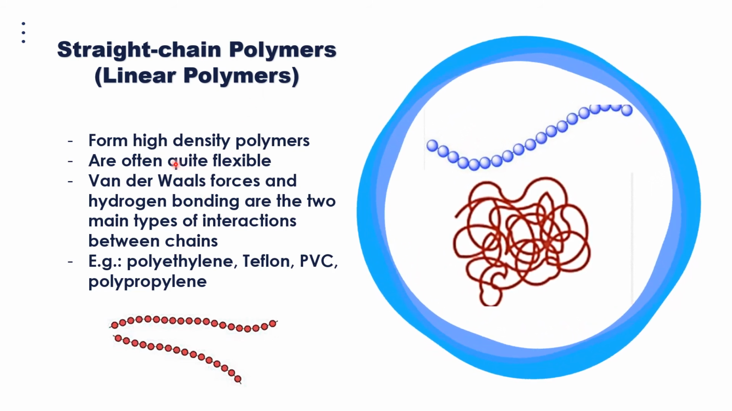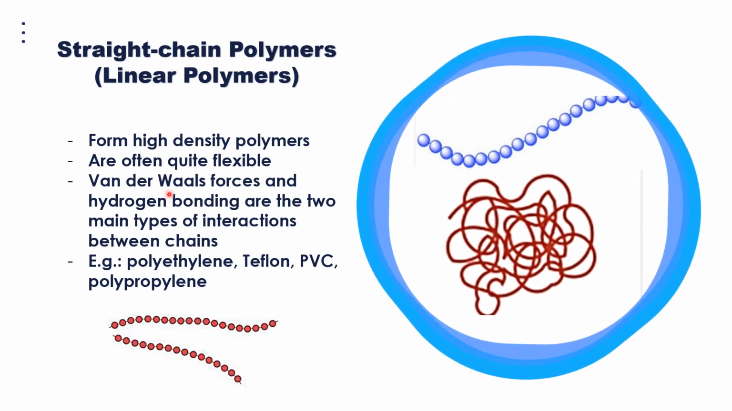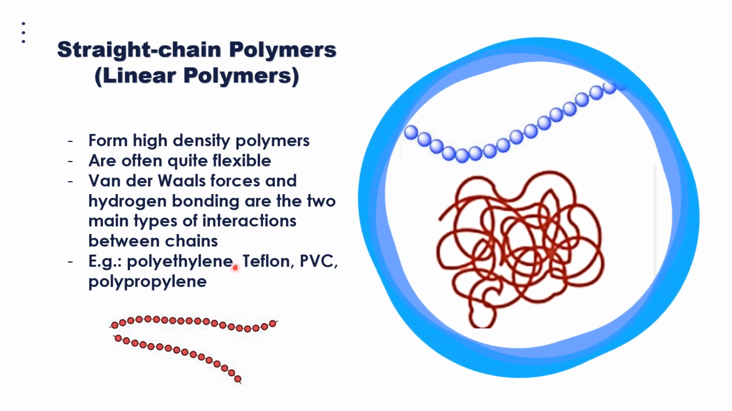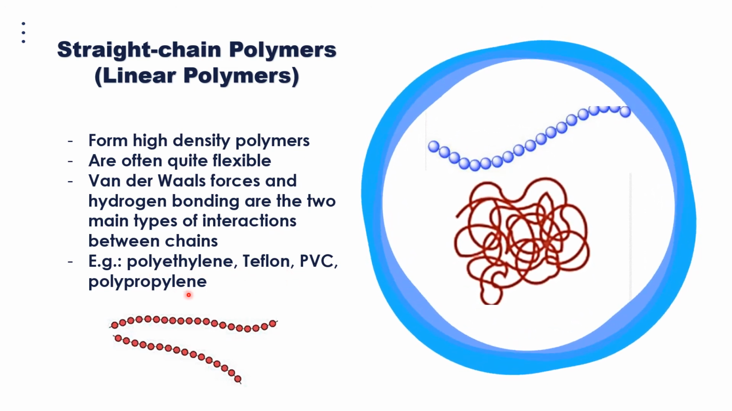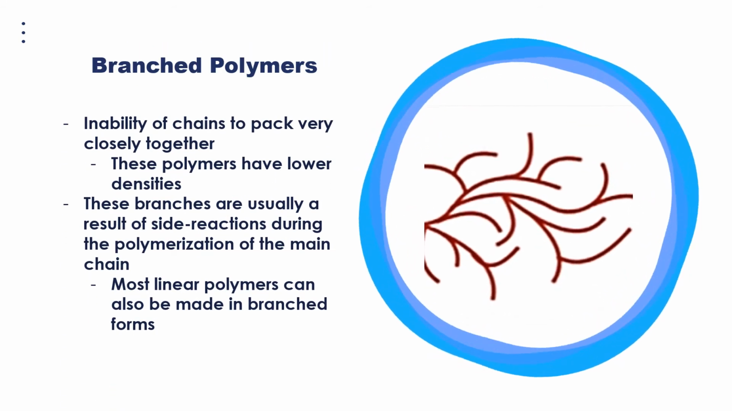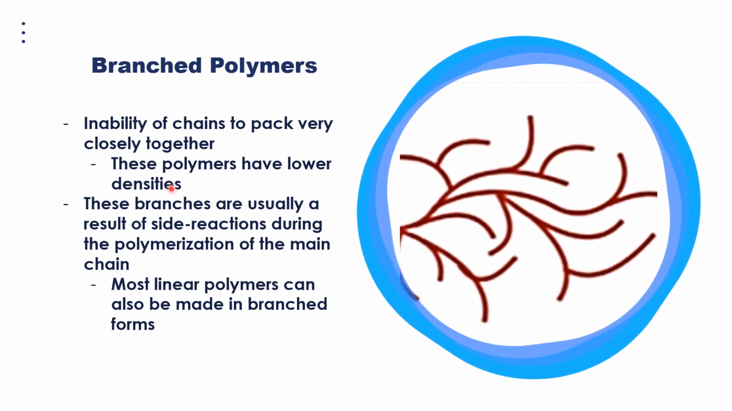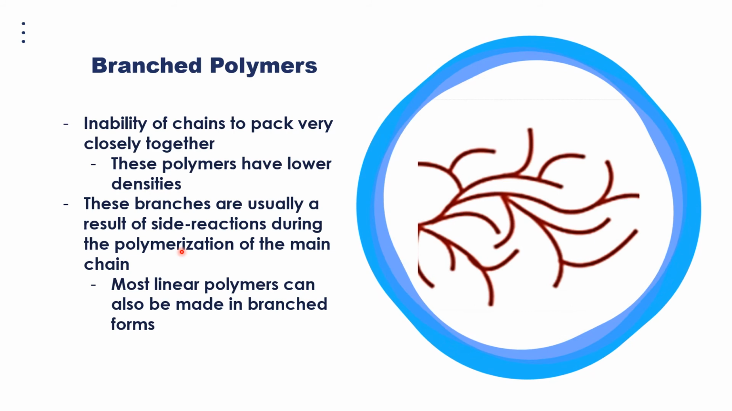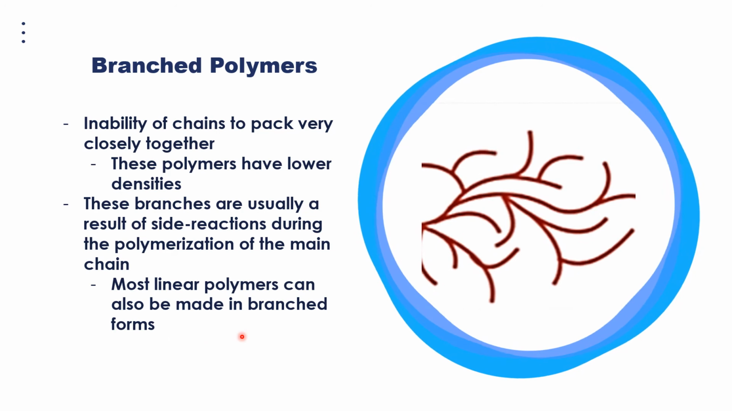They form high-density polymers, which are often quite flexible. Van der Waals forces and hydrogen bonding are the two main types of interaction between chains. Examples are polyethylene, Teflon, PVC, and polypropylene. Branched polymers have chains unable to pack very closely together, so these polymers have lower densities. The branches are usually a result of side reactions during the polymerization of the main chain. Most linear polymers can also be made in branched form.